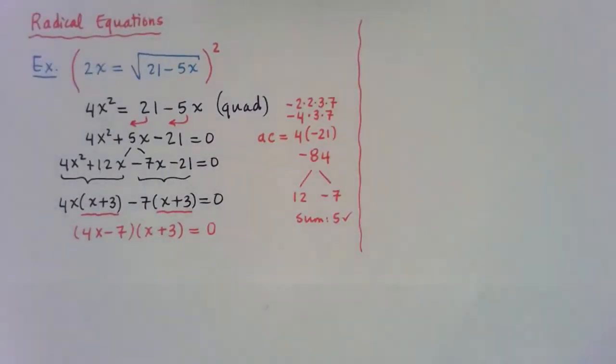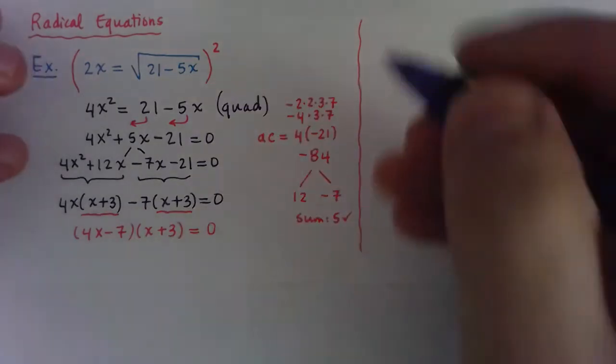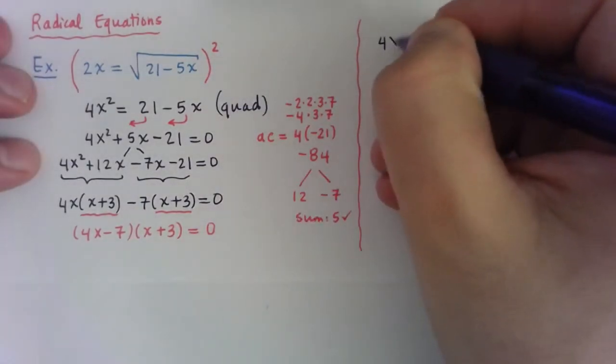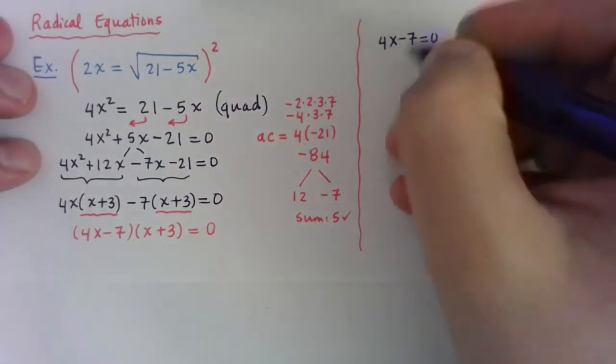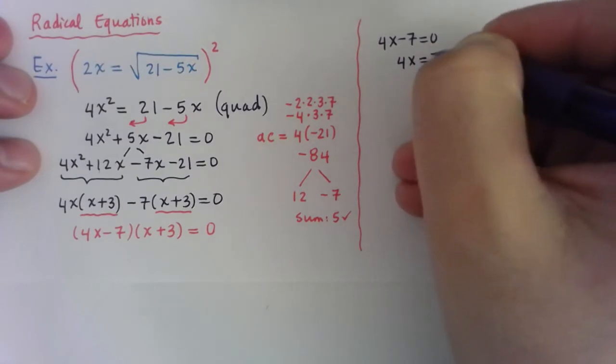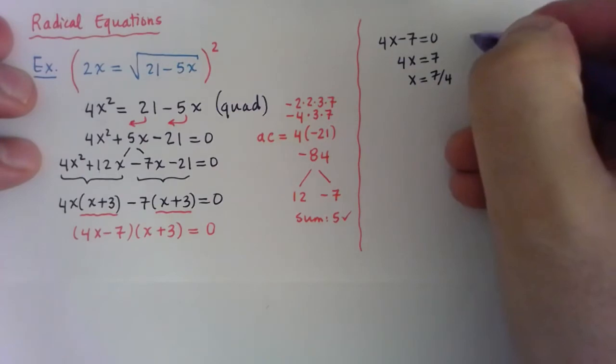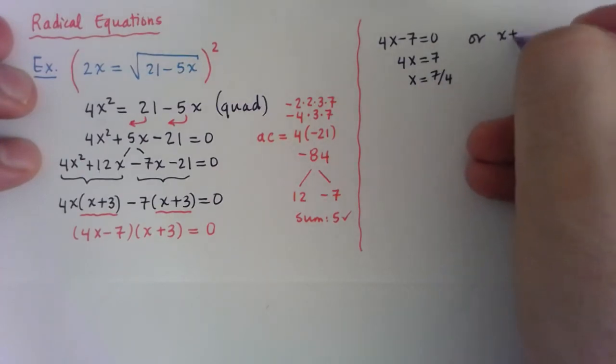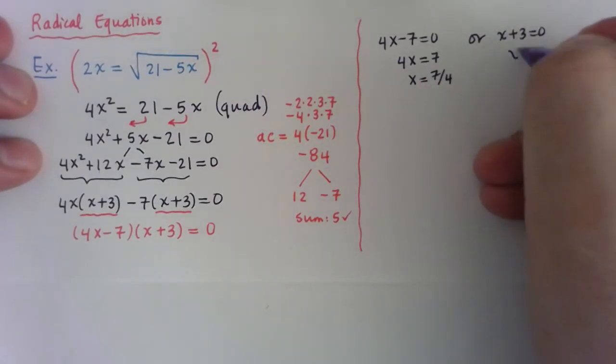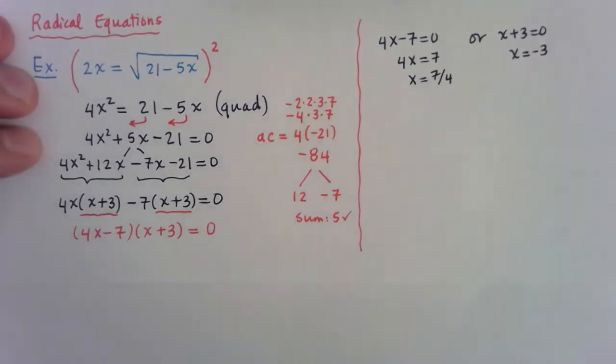Now, we look at the zeros of those two factors. 4x minus 7 equals 0. So we got 4x equals 7. So x should be 7 over 4. That's the first one. Or, clearly, x plus 3 equals 0 implies x equals negative 3.